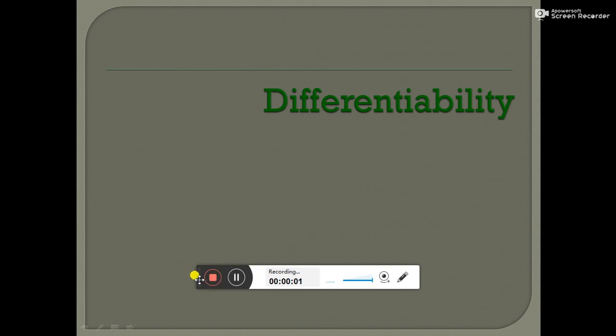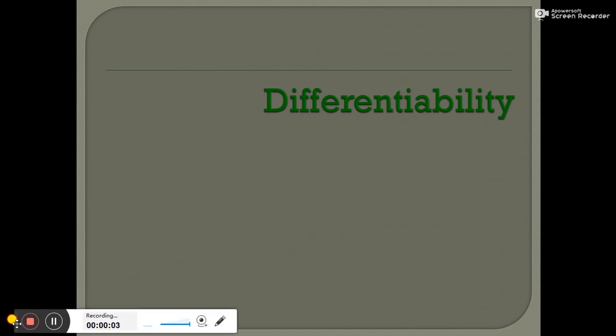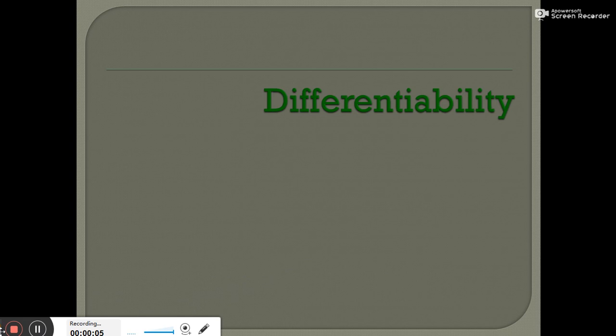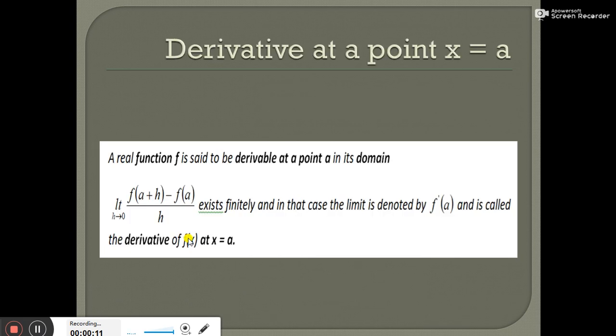Good morning, students. Today we have to do differentiability. Differentiability means the derivative of a function. The derivative of a function at a point x equal to a, as we have done earlier in 11th class, in the introduction of derivatives.